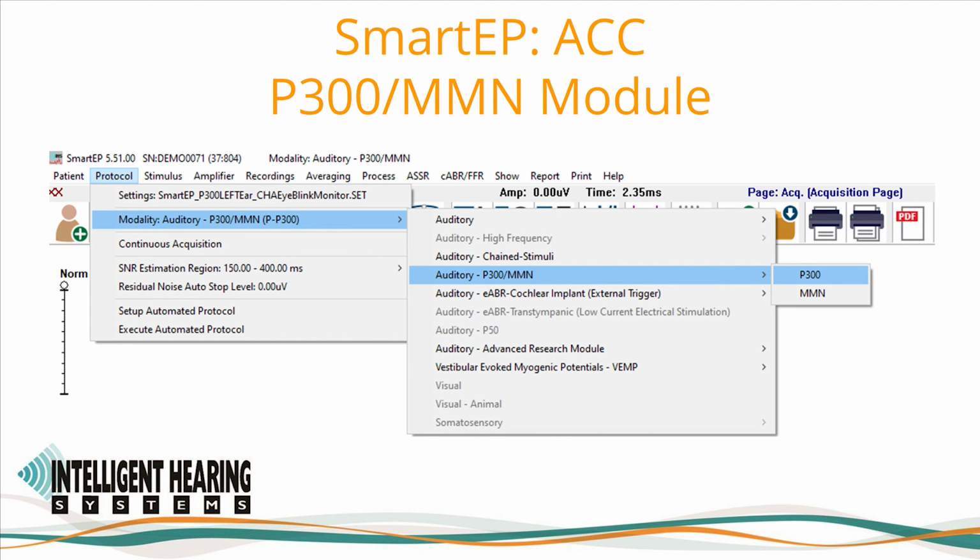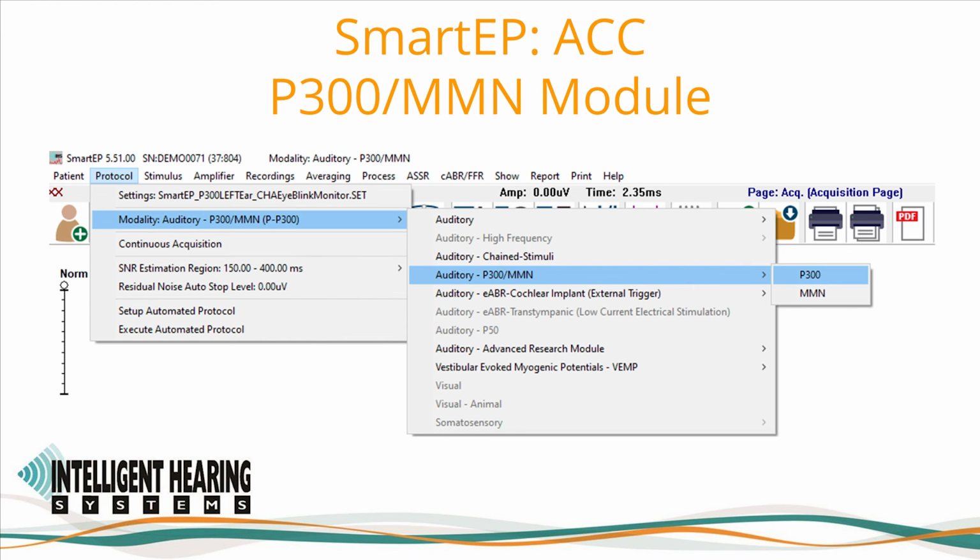Now let's discuss Acoustic Change Complex, or ACCs. For ACC acquisition paradigms, you can use the P300 MMN module. ACCs are the long latency potentials P1, N1, P2 recorded after changes in the stimulus. The stimuli can be, for example, syllables or tones, where some parameter of the same, such as frequency, intensity, ISI, or another parameter is changed. The goal is to study the auditory perception of patients.